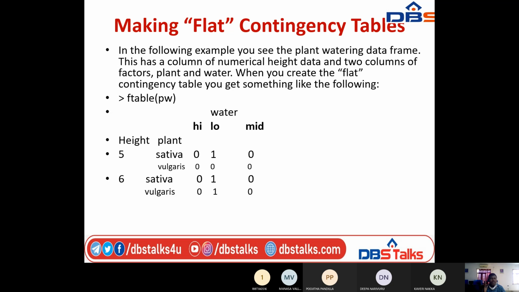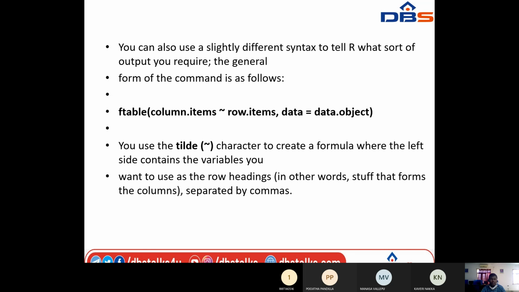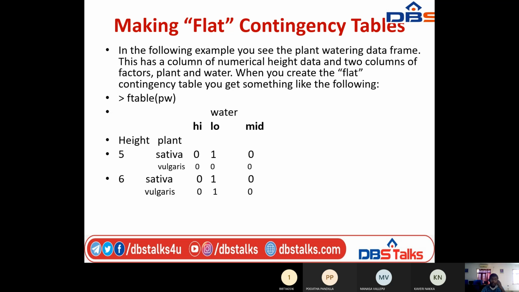When you create the flat contingency table, you get something like this. The following is the table. Here we are using ftable as the command, ftable of pw. Here you can see it like this. Now this is about the ftable of pw. Here height is there and then plant is there. pw is the table which contains three columns: height, plant and water.